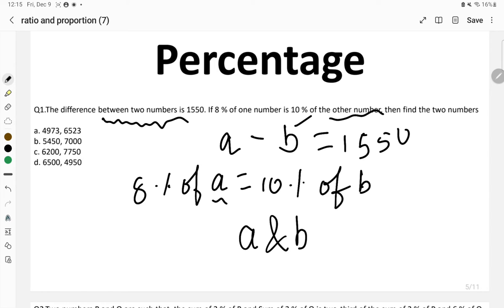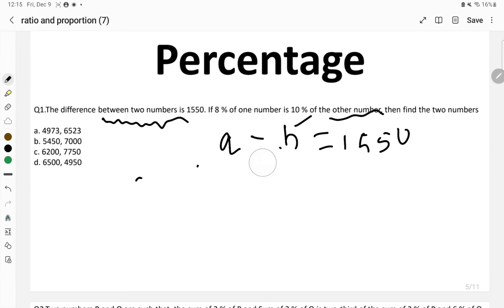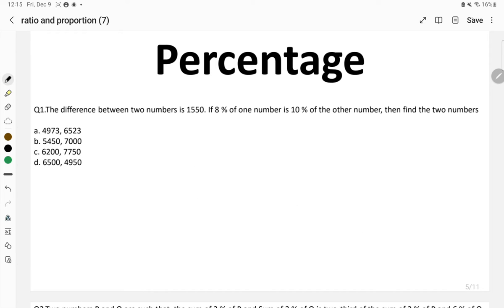Okay, so let us get into this detail. Let me rub this out once. Okay, suppose let us consider these two unknown numbers are x and y.